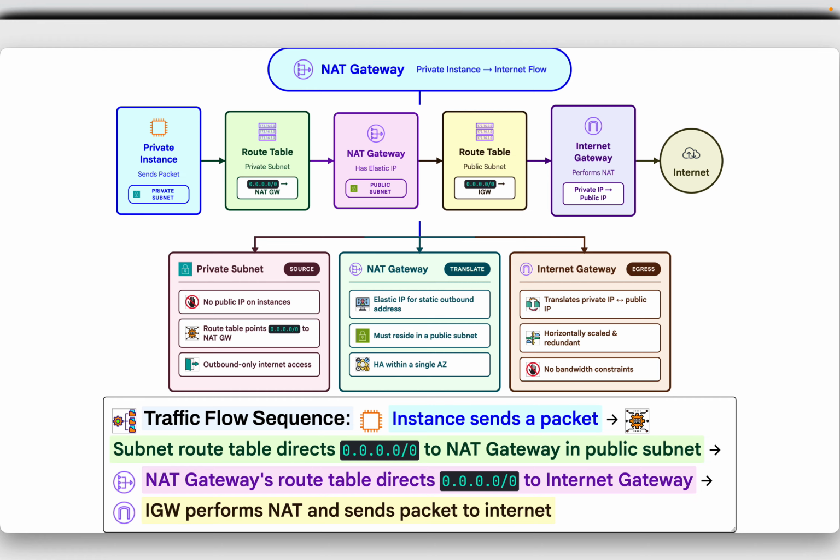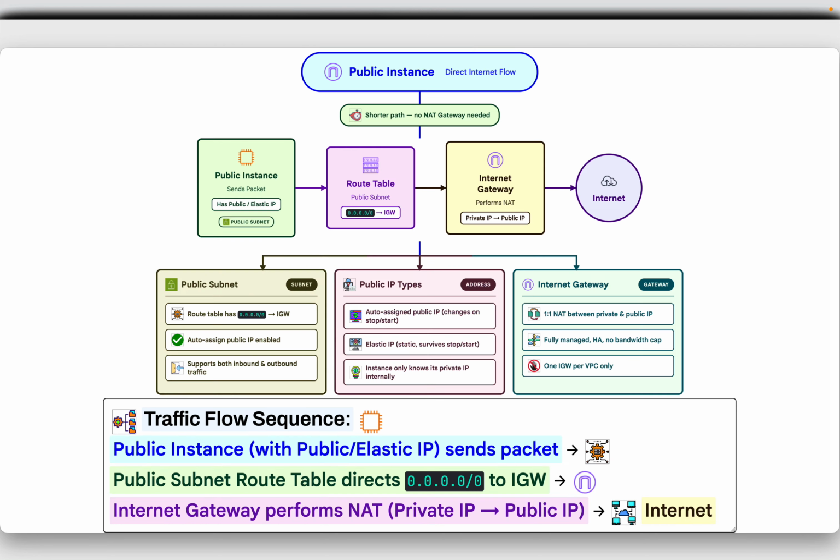So this is important, only outbound. EC2 can initiate the connection, but you cannot come from outside. The NAT gateway uses an elastic IP for a static outbound address, must reside in a public subnet, and is highly available within a single availability zone.